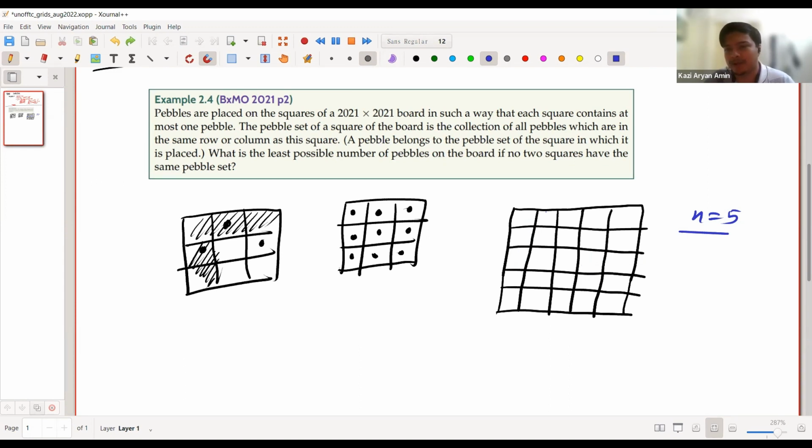So one thing you might start doing first of all is, every cell on the diagonal has a different row and column associated with it, right? Suppose you first place a pebble on every cell of a diagonal, then you're safe, because these have different rows and columns associated with them. So obviously you can guarantee to put 5 cells without any harm. So how many more cells can you put so that no two of them have the same pebble set?